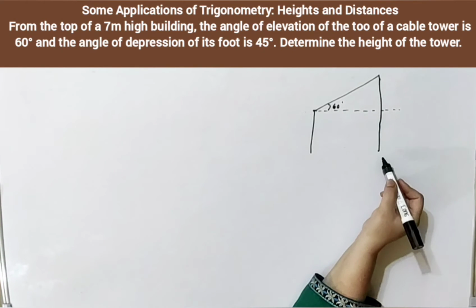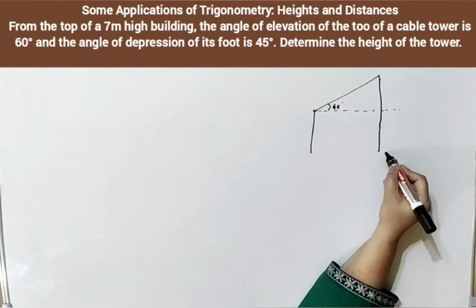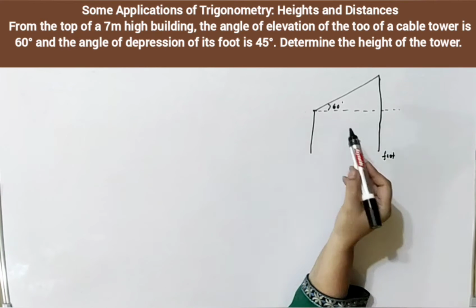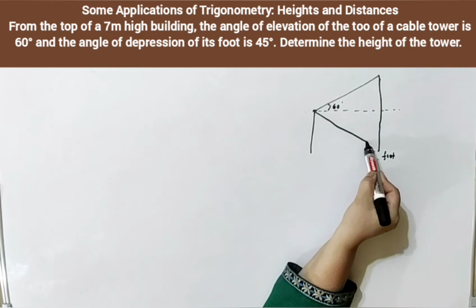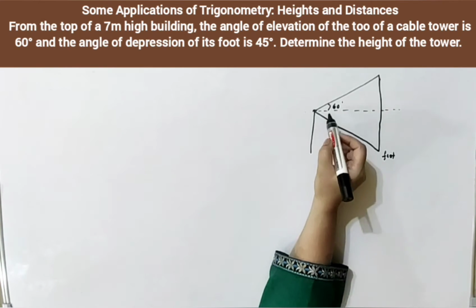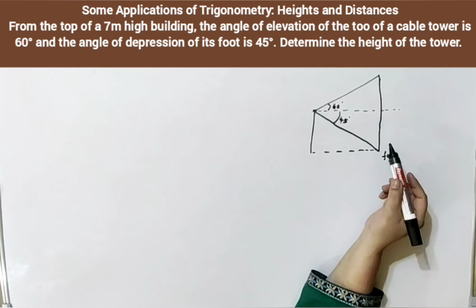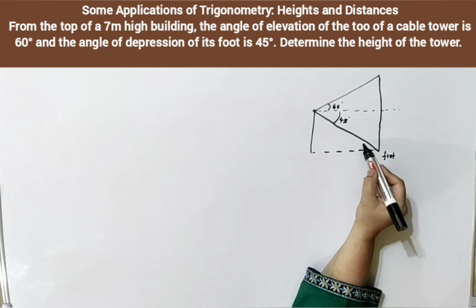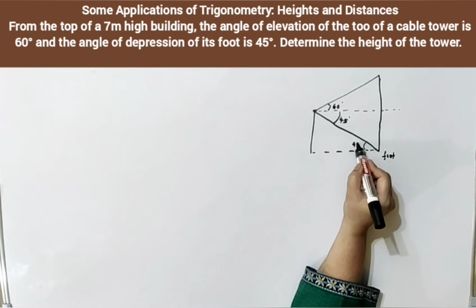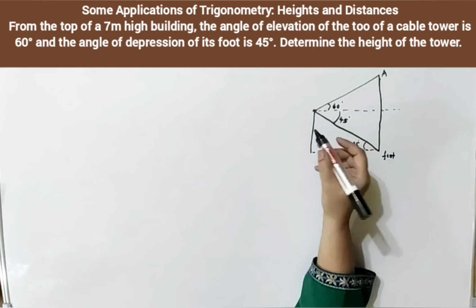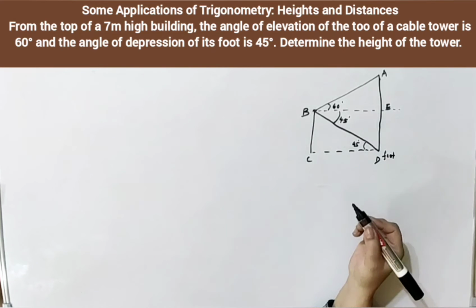The next one is the angle of depression from its foot. That is from the foot of the cable tower to the point of observation. This is the point of observation. There is the angle of depression. That means it will go below the point of observation, right? This is 45 degrees. Let's use the alternate angle principle. So the alternate angle on the same side is going to be 45 degrees. This one. Let's name these A, B, C, D, E.